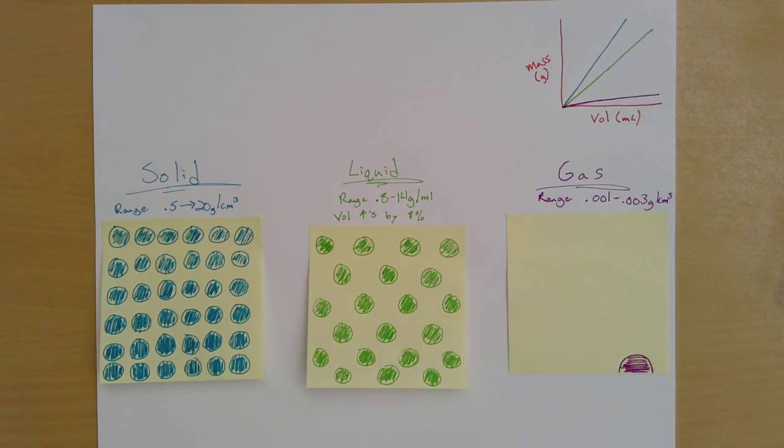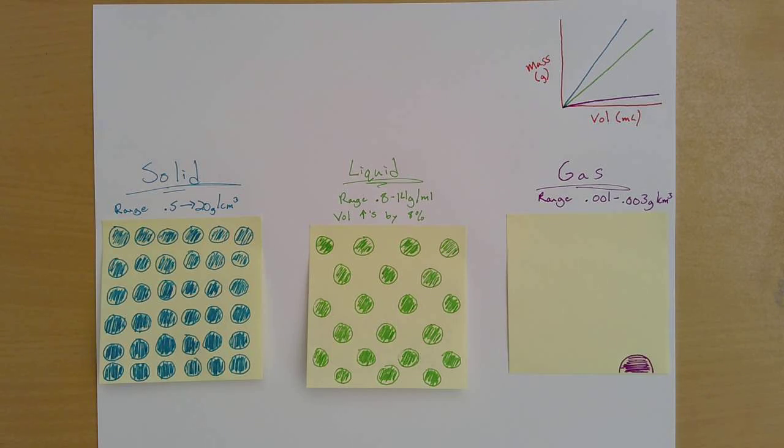Now, when we did our last lab, our density of a gas lab, what we saw was there's a lot less stuff in a given area. So if you remember, we took our graduated cylinder, we collected CO2 gas from an Alka-Seltzer, we measured the mass of the Alka-Seltzer before and after, and we did our density calculation.